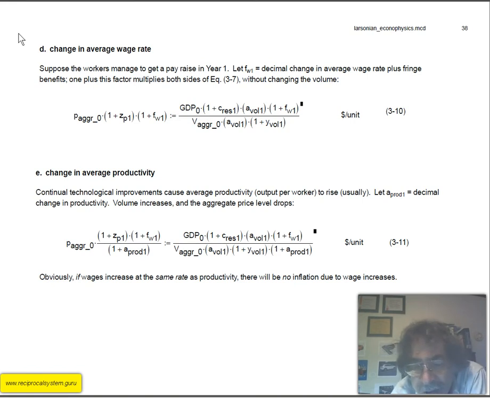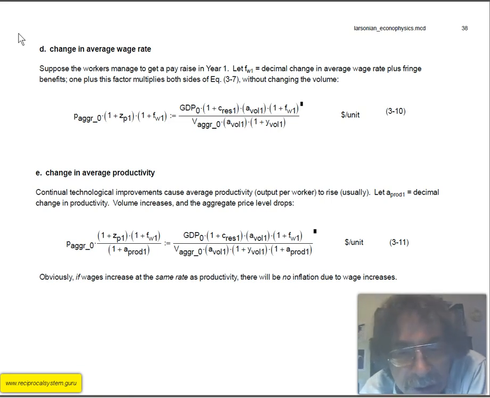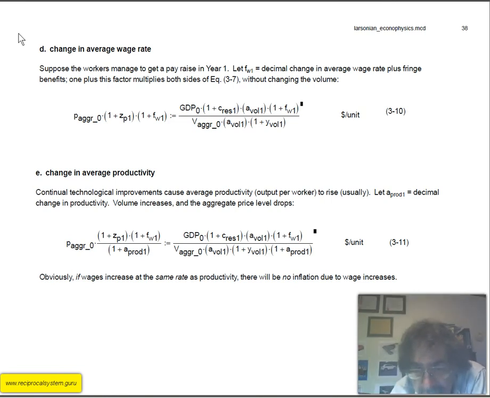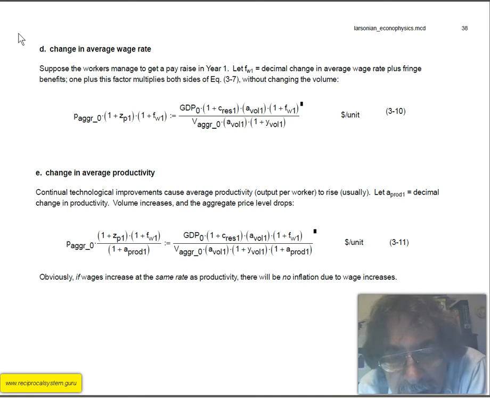So again, reading 3-11, this equation, this is P sub aggregate 0, that's the aggregate general price level in year 0, times the factor 1 plus Z sub P1 times 1 plus F sub W1, that's the change in wage rate, divided by 1 plus the change in productivity. So the price will come down if the productivity is positive, of course. I mean, rarely it has been negative, but almost always it's positive. Equals GDP sub 0 times the factor 1 plus C res 1 times A vol 1 times the factor 1 plus F sub W1 divided by V sub aggregate 0 times A vol 1 times 1 plus Y vol 1 times 1 plus A prod 1. Okay? So we divided both sides of the equation by 1 plus A prod 1.